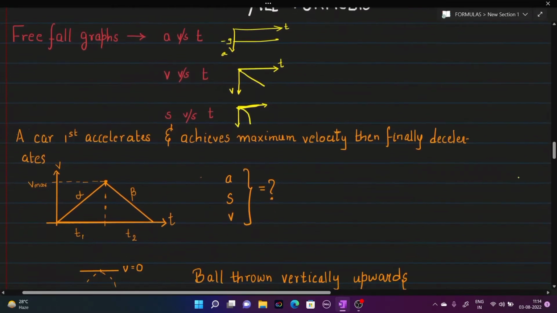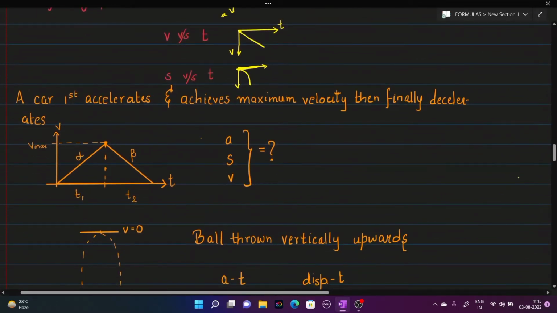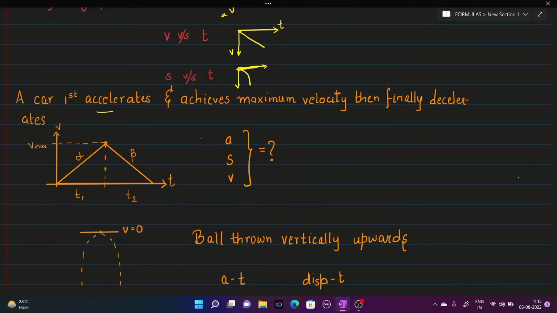After that, there are certain questions which come in the format where a car first accelerates. So first it's accelerating with the acceleration alpha, we consider, achieves maximum velocity, we consider it as V max. Okay, and then it is said to finally decelerate, or we can say it retards. So it retards with beta. Okay, so if such question is given, first immediately put the values in this format.